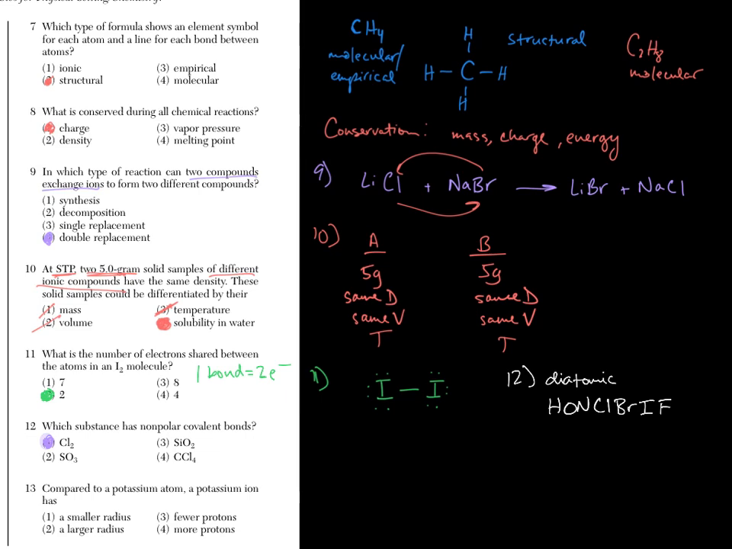Okay, next is number 13. Compared to the potassium atom, a potassium ion has what? So potassium atom versus the potassium ion, which is K+. K has 19 electrons, whereas the potassium ion has 18 electrons. It has lost an electron.